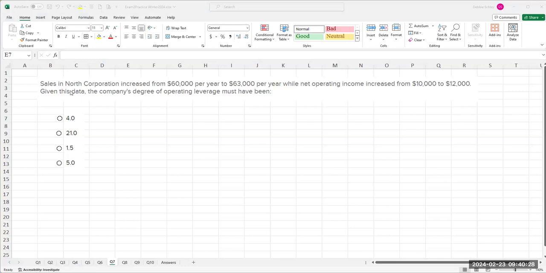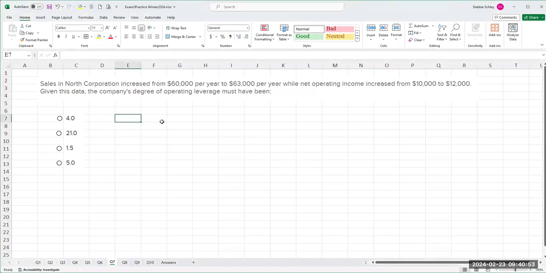Okay, question 7. Sales in North Corporation increased from 60,000 per year to 63,000 per year, while net operating income increased from 10,000 to 12,000. Given this data, the company's degree of operating leverage must have been, okay, so this one's a little, a lot confusing.